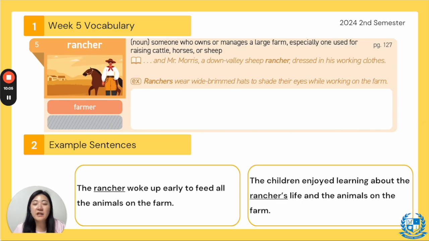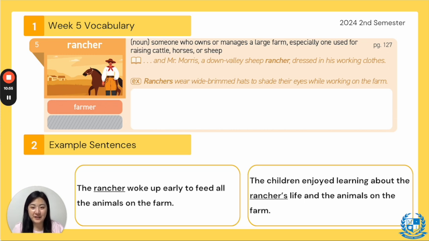Number 5, we're going to move on to our novel words, okay? Everyone repeat after me and say rancher. Rancher. The synonym is a farmer, and the part of speech is a noun. And the definition says, someone who owns or manages a large farm, especially one used for raising cattle, horses, or sheep. And what is cattle? Cows. In the book, it says, and Mr. Morris, a down-alley sheep rancher, dressed in his working clothes. So this just means a farmer who takes care of cows, horses, or sheep.